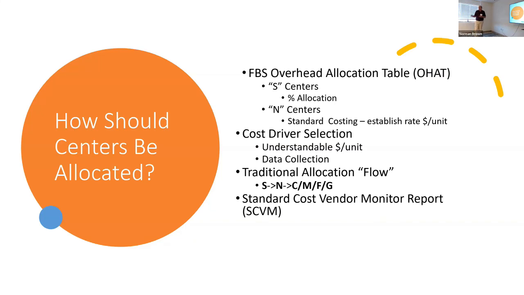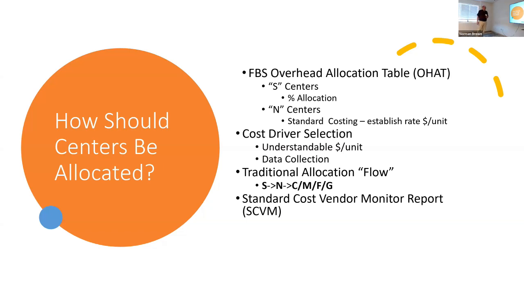So once we have a center structure, how do we allocate those dollars downstream? For S centers, the way FBS has things organized, you allocate by percentage. So in theory, you keep a log of all your hours for a particular, say, tractor, and then percentage those hours out and allocate them by a percentage to a different end center. End centers are allocated by standard cost, where we know a cost driver and then establish a rate for it. So there are two different ways of allocating costs: S centers you do by percentage, and end centers you do by standard costing.